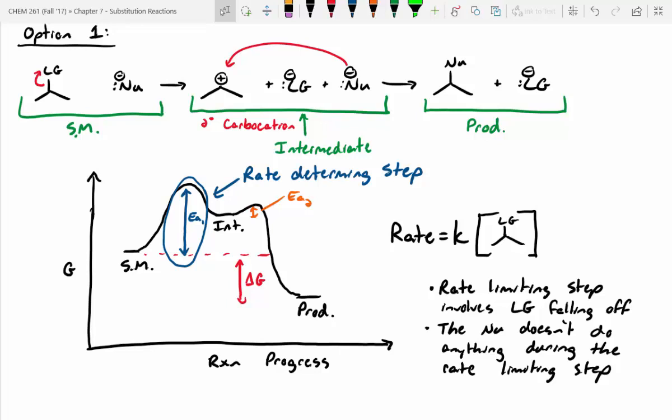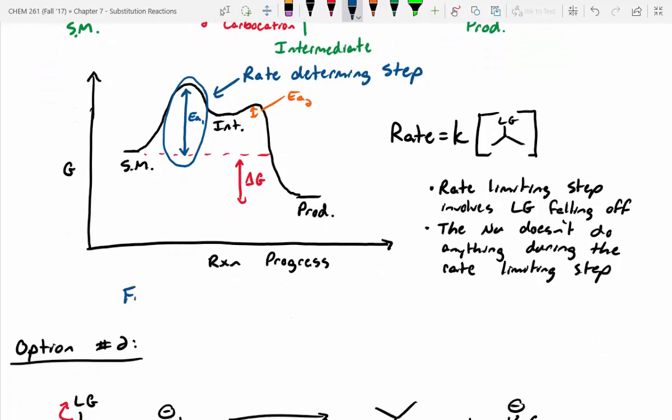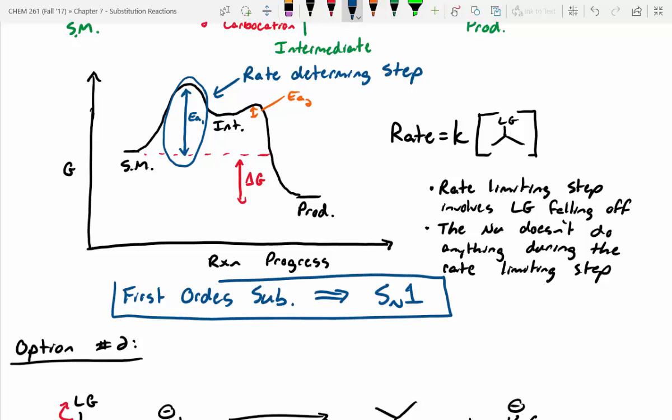Okay, so when we look at this first option, is this going to be a first order, second order, or third order? First order, right? So the order of the reaction is the sum of the exponents. So in this case, this is a first order substitution. So let's make a note of that. This is referred to as an SN1 reaction. And if we break this apart, S means substitution, N means that nucleophile is doing the substitution, and the 1 means first order.